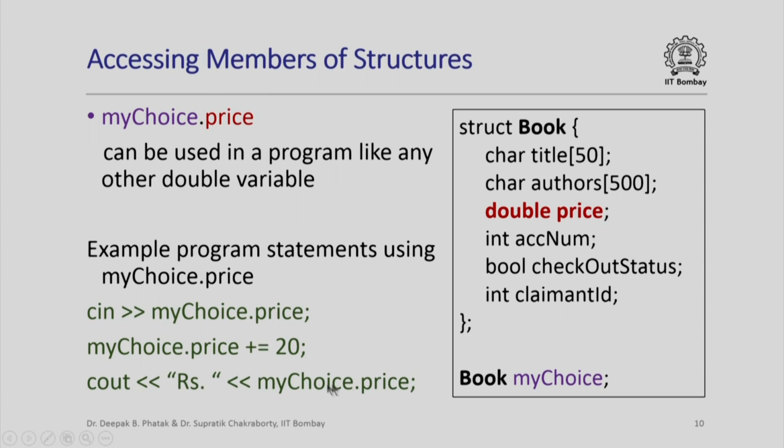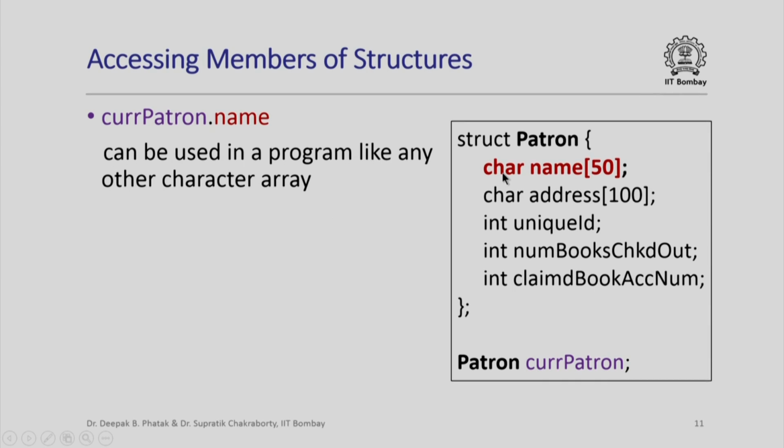And note once again that the usage of my choice dot price here is exactly the same as I would do if I were to treat my choice dot price not as a member of a structure but as any other double variable. So this is important. Once you use the dot operator, what you get can be treated just like any other variable of the corresponding data type. Of course, we could access arrays as well using the same dot operator.